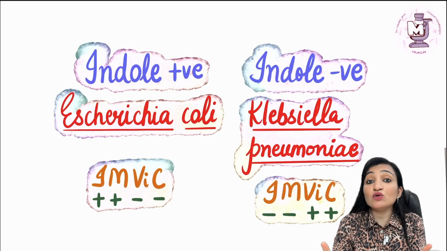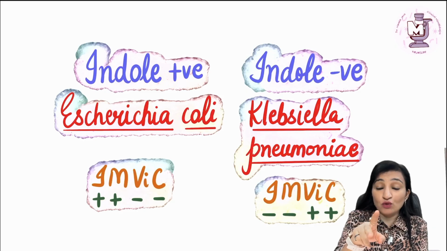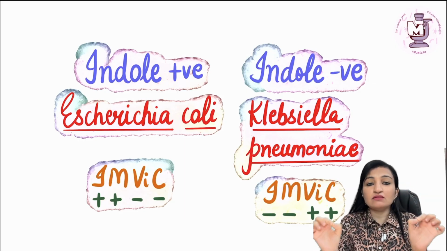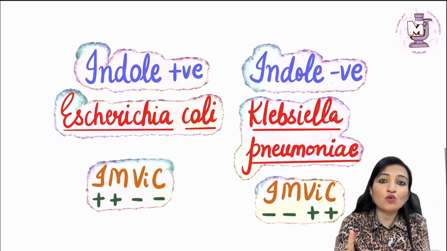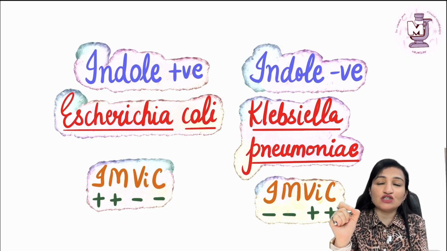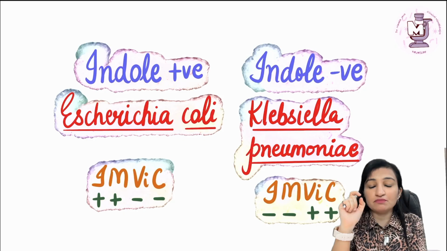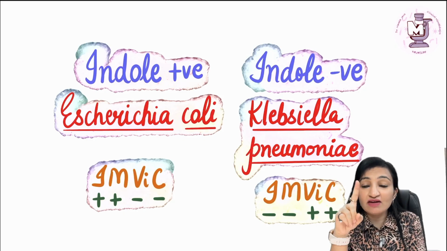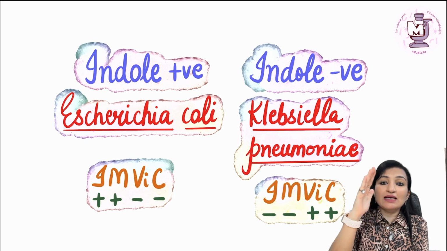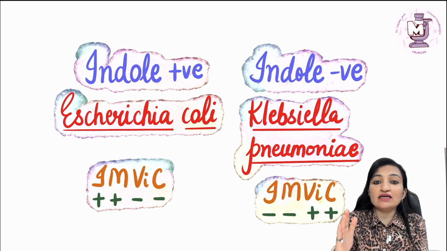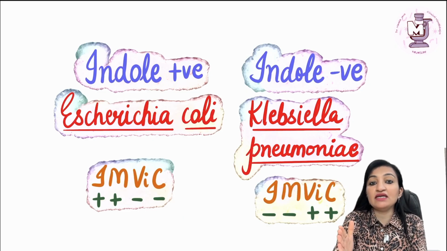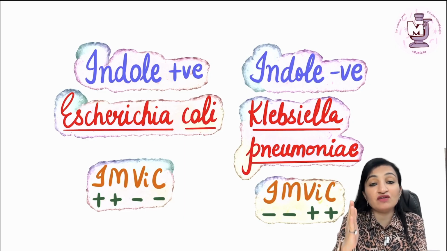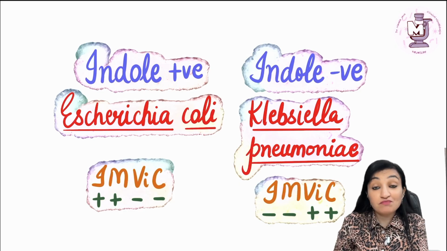If we talk about the IMVIC profile of both these fellows, it is diametrically opposite. Escherichia coli, if we talk about IMVIC reactions, it is plus plus minus minus, meaning Escherichia coli is indole positive, MR positive, VP negative and citrate negative, and Klebsiella pneumoniae on the other hand is minus minus plus plus, meaning it is indole negative, MR negative, VP positive and citrate positive. Please remember this, very very frequently asked.